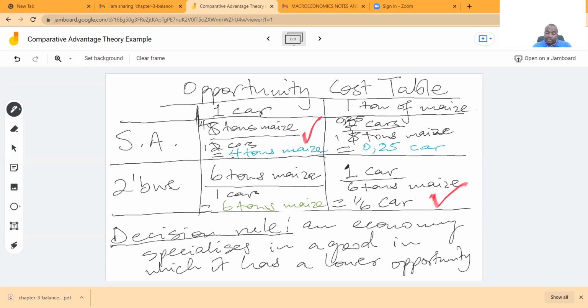It's 1 car is to 6 tons. So over and above the opportunity cost, she should be saving 2 tons of maize, such that for 2 transactions, she has now saved 4 tons of maize, which is equivalent to a car. So at each and every second transaction, Zimbabwe will be getting an extra car. So with that trading ratio, clearly Zimbabwe will be benefiting at the expense of South Africa. It can't be a mutually beneficial trading ratio.